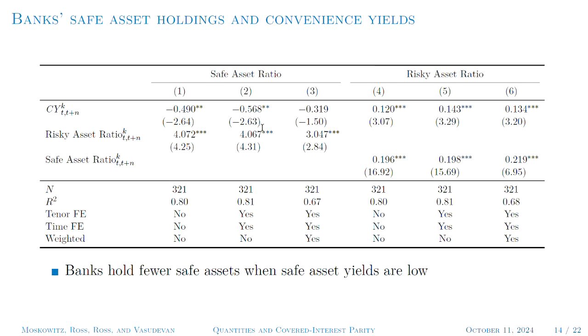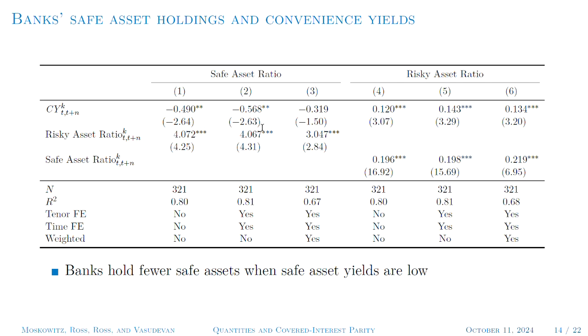So to try and understand a little bit more about why banks aren't holding that many safe assets for each dollar that they're net lending, we have some regressions here. When safe asset yields are low, the convenience yield on them tends to be high. So if the safe asset yield is low and the convenience yield is high, then the safe asset ratio tends to be lower. And what that means is that banks decrease their safe asset holdings when the safe asset yields are low. And if we look at the risky asset ratio in columns 4 through 6, you can see that when safe asset yields are low, banks tend to increase their risk. When safe asset yields are low, they decrease their safe asset holdings and increase their risky asset holdings.